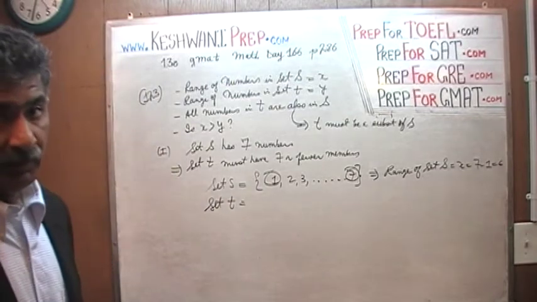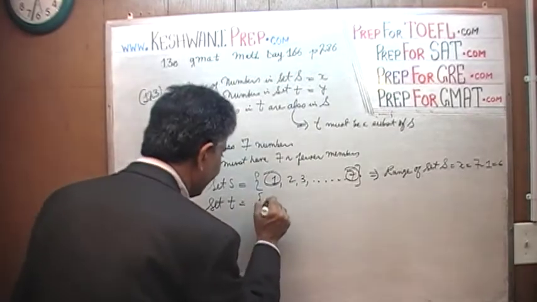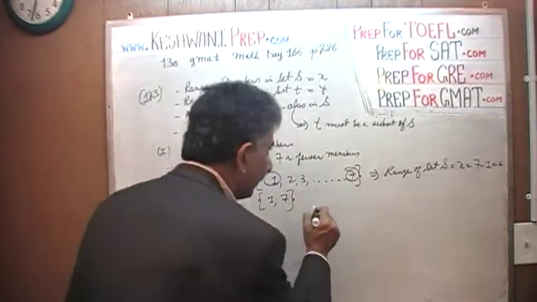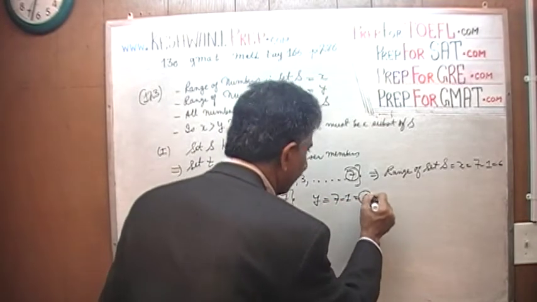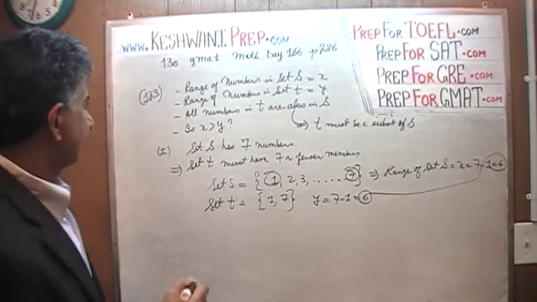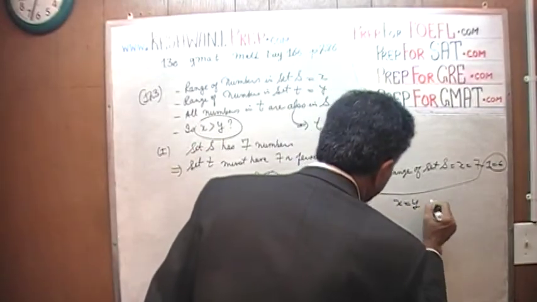And it is also possible that our set T could just have 2 elements in it, just two members, like this: 1 and 7. In which case, the range of set T is also 7 minus 1 or 6. They are both equal. So the question was, is X more than Y? In this case, X equals Y, and therefore the answer is no.